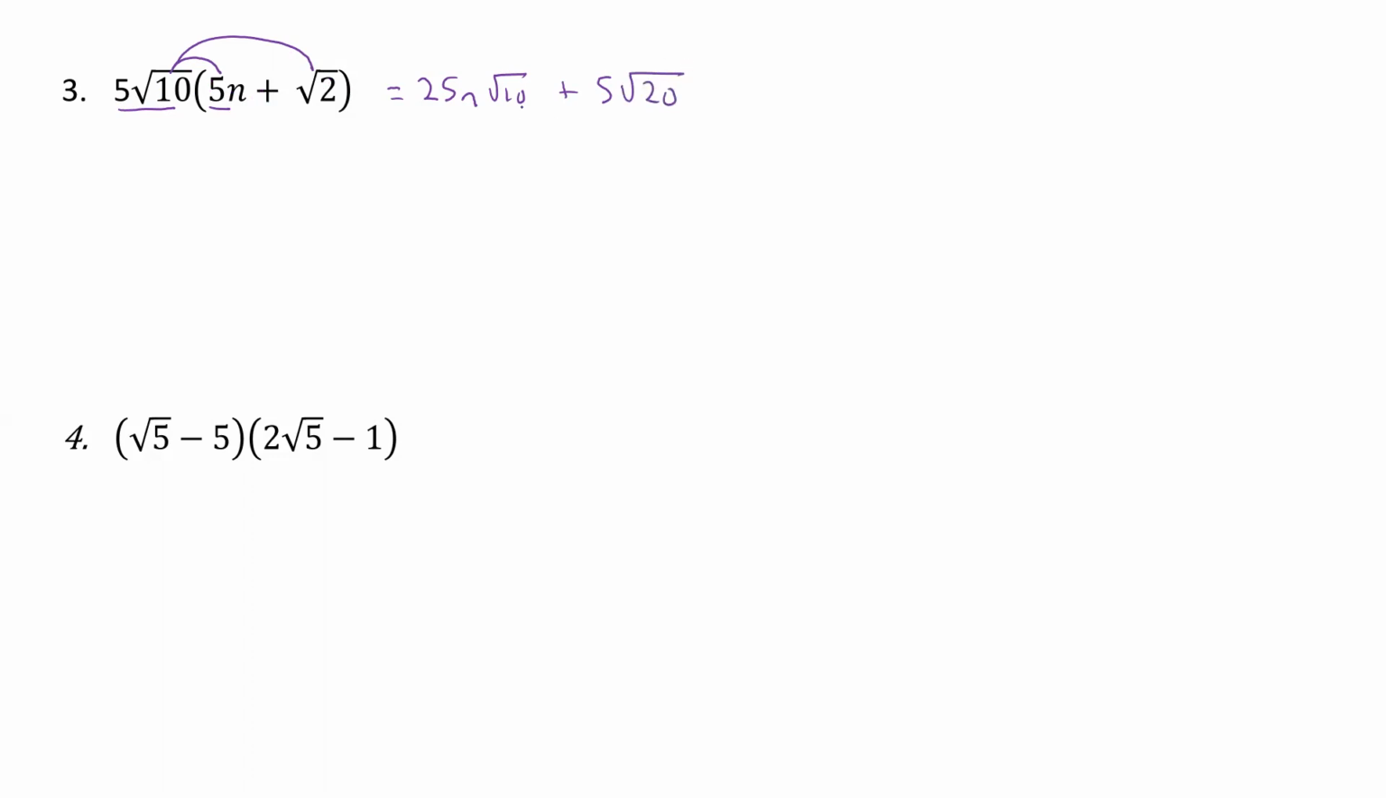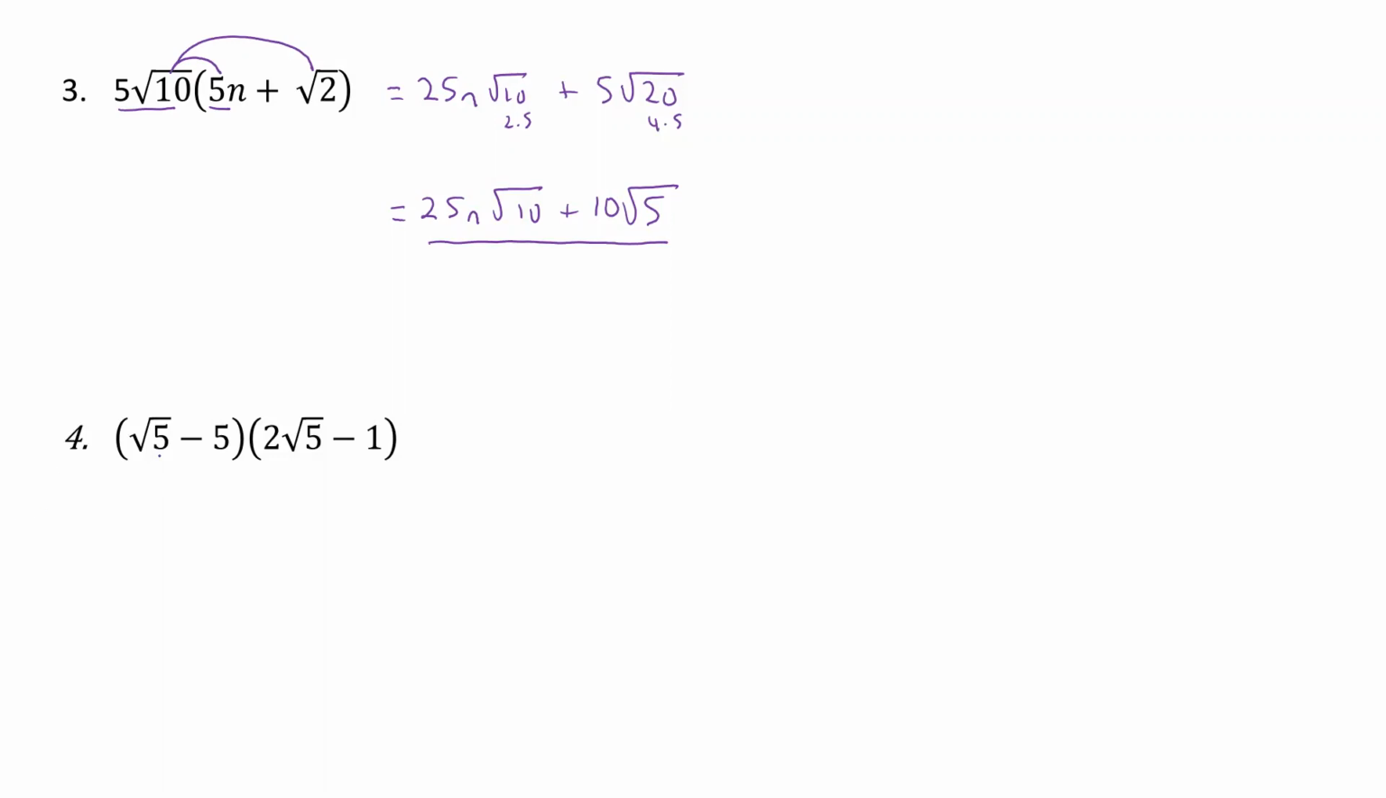Okay. Now 10, well, that's 2 times 5. There's no perfect square there, so we can't do anything. But 20 is 4 times 5. We can take the square root of 4, and so this becomes 25n square root of 10. Now this one becomes plus square root of 4 is 2 times 5, which is 10, and then we have square root of 5. Okay. Now here we don't have like radicals again, and so then that will be our final solution. We'll have a radical 10 on one and the radical 5 on the other.